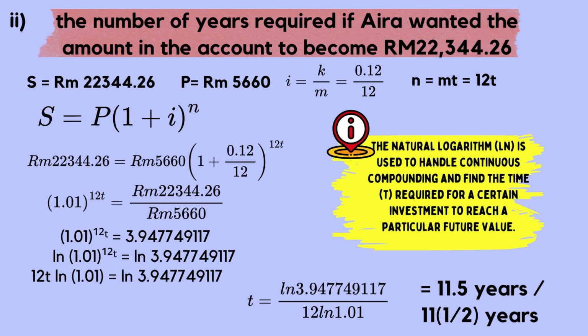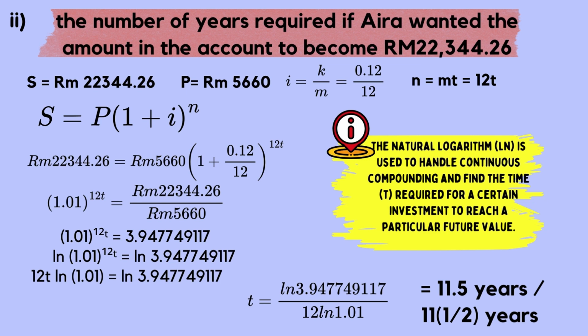and 26 cents. So we will use the compound interest formula and put all the information inside. 22,344 ringgit and 26 cents equals to 5,660 ringgit, open bracket 1 plus 0.12 over 12, close bracket, power of 12t. And then we move the bracket to the left side, open bracket 1.01, close bracket power of 12t equals to 22,344 ringgit and 26 cents divided by 5,660 ringgit.